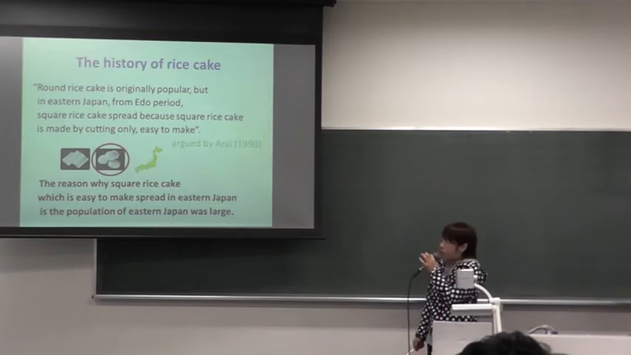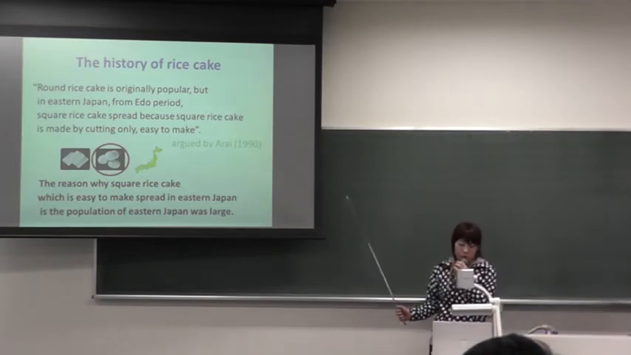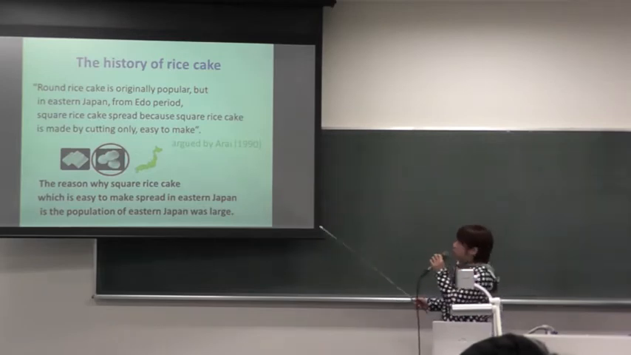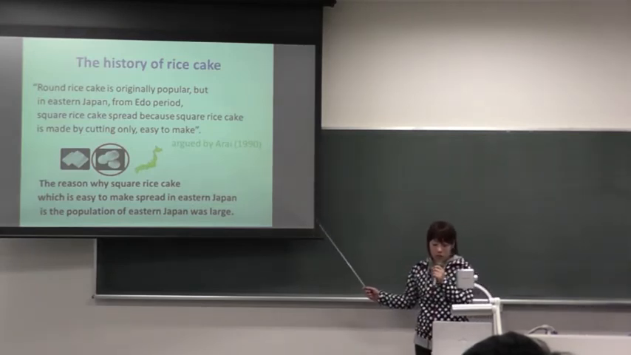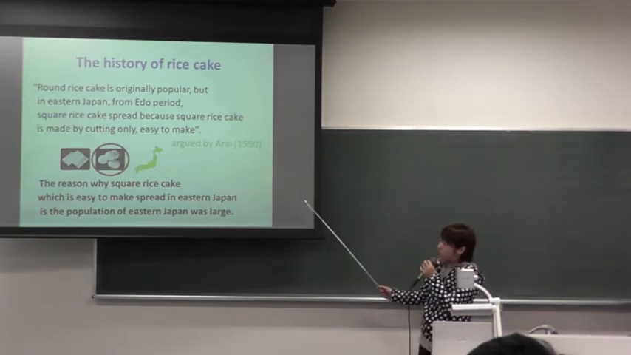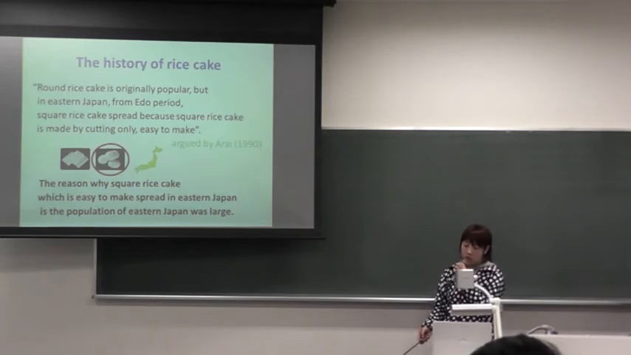In 1990, Arai argued that round rice cake is originally popular, but in Eastern Japan from Edo period, square rice cake spread because square rice cake is made by cutting only, easy to make. So there is difference in the shape of rice cake. I suppose that the reason why square rice cake, which is easy to make, spread in Eastern Japan is the population of Eastern Japan was large.